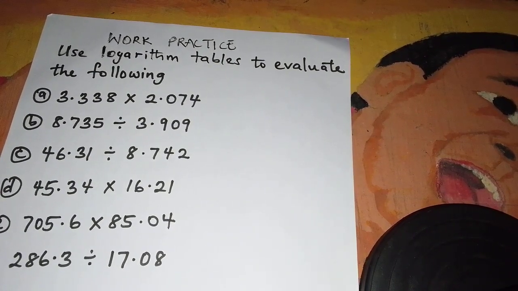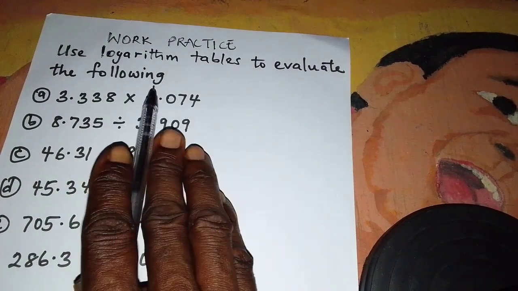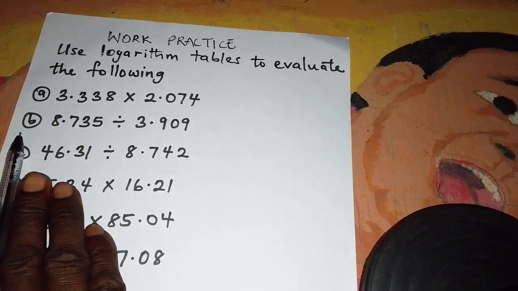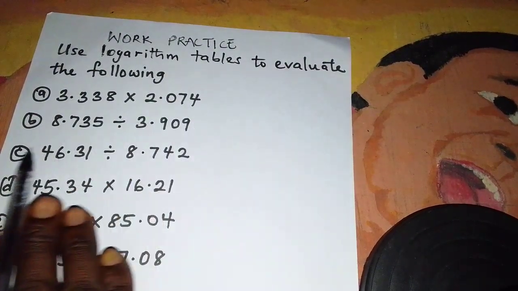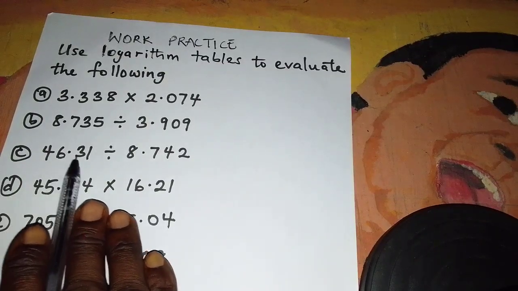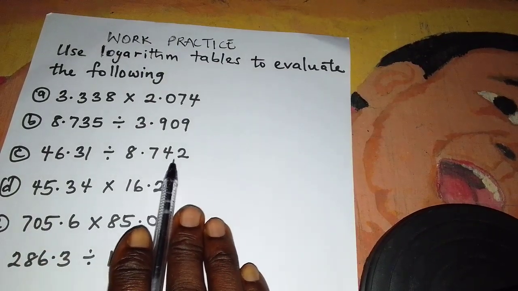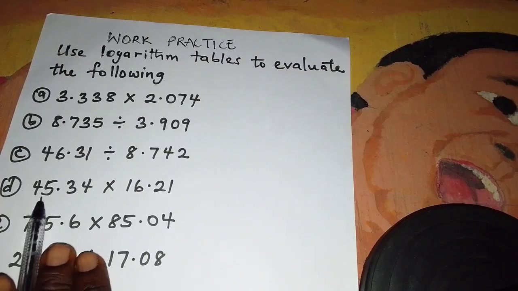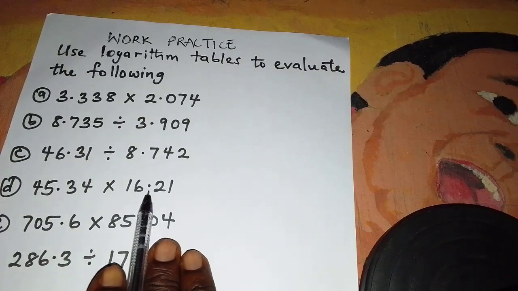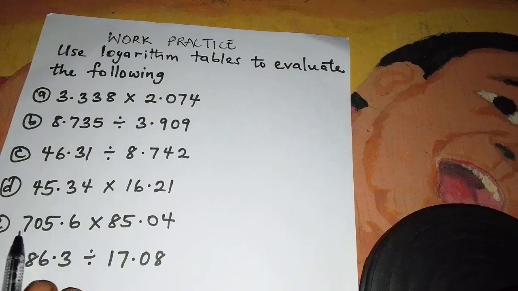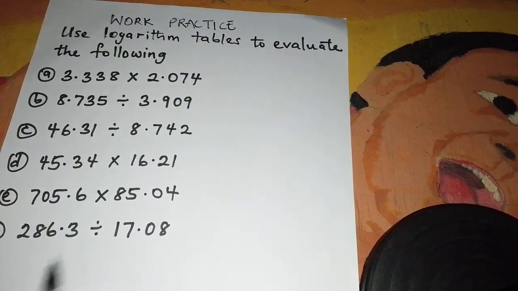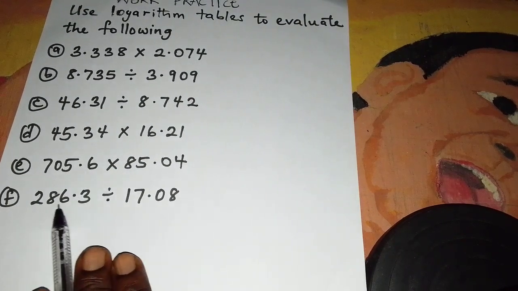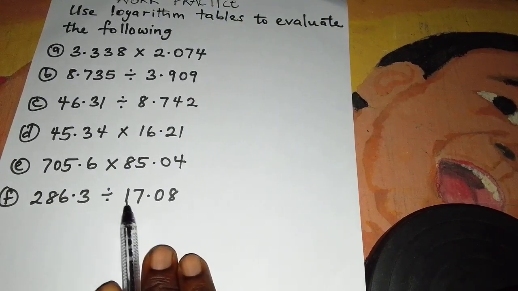For your work practice, you are to solve this. Use logarithm tables to evaluate the following: A. 3.338 times 2.074. B. 8.735 divided by 3.909. C. 46.31 divided by 8.742. D. 45.34 times 16.21. E. 705.6 times 85.04. Then F, we are having 286.3 divided by 17.08.